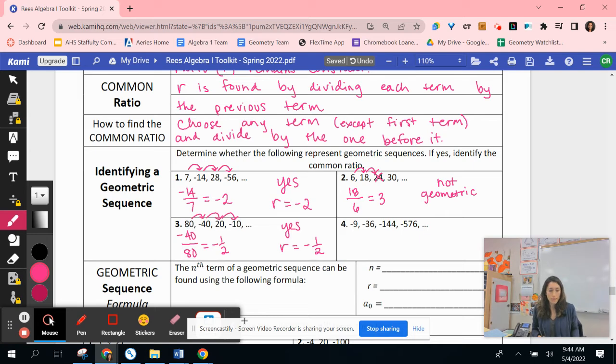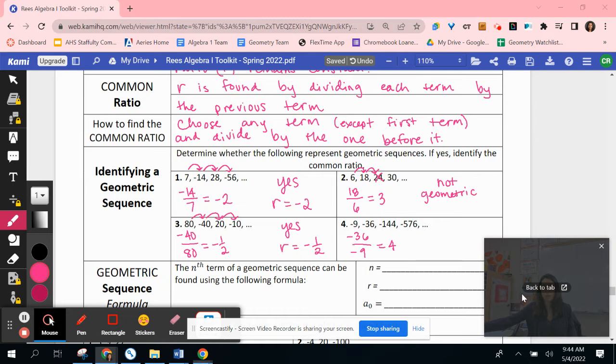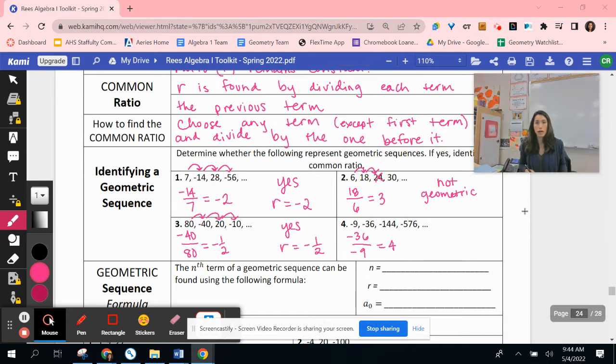Okay. And then in our last sequence here, we have negative 36. The number in front of it is negative 9. When we divide these, we get 4. And then we just need to make sure everything else divides the same way. So maybe I'll check this a little bit differently than we've checked the other terms. We did second number divided by first, and we got 4. Let's try third number divided by the second number. So negative 144 divided by negative 36. When I divide that on my calculator, I get 4.